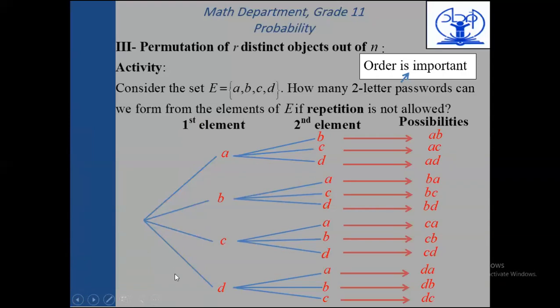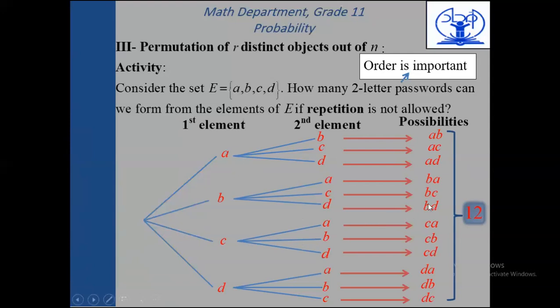How many, by the way? 12. You should have expected this using the fundamental counting principle because the first letter has 4 options, whereas the second letter has 3 options because repetition is not allowed. So 4 times 3 is 12.